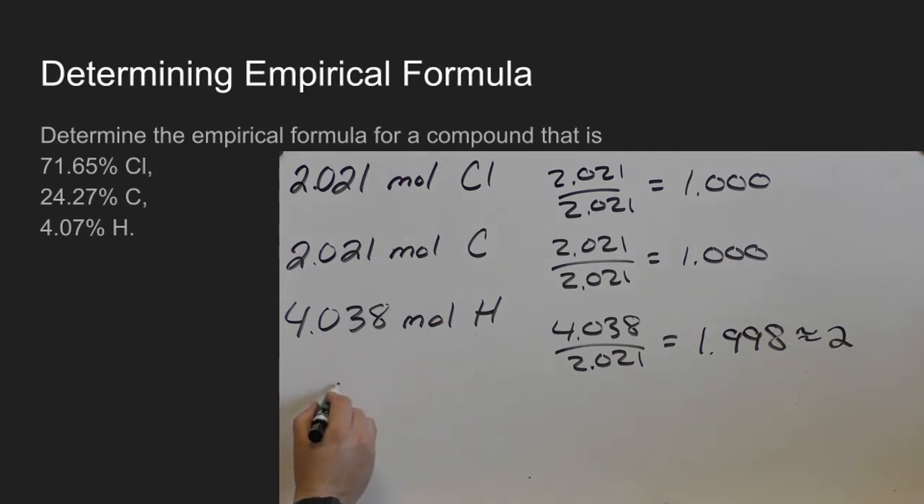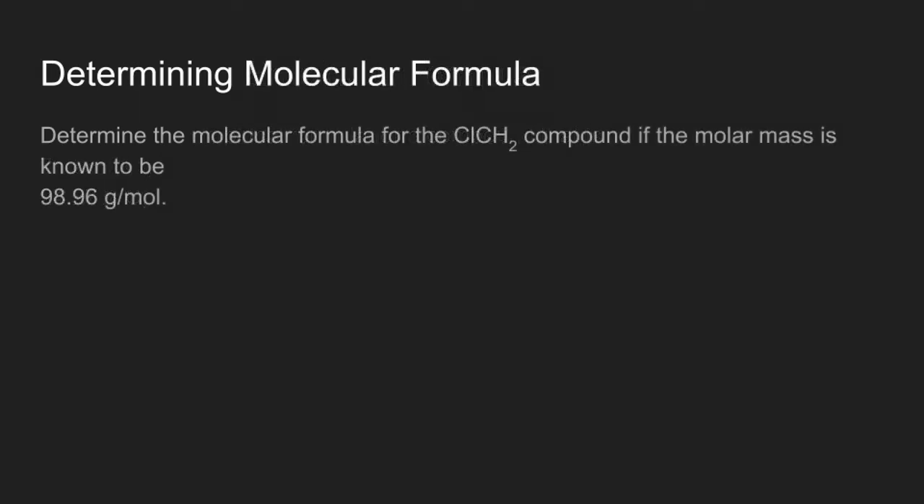So we know our empirical formula now. The simplest whole number ratio is Cl, C, H2. That's our empirical formula. Now that we know the empirical formula, let's assume we did some other analysis and we determined that the molar mass of the compound was 98.96 grams per mole. Can we determine the molecular formula?